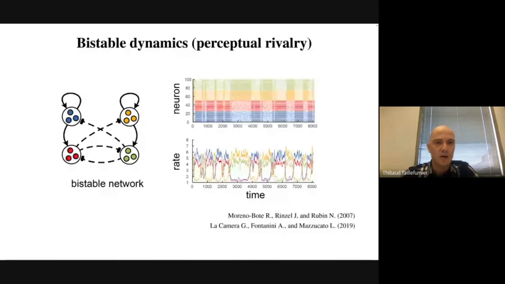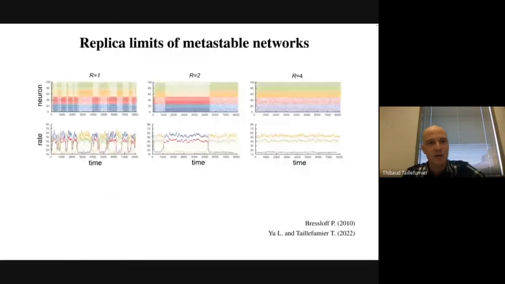So if we want to actually implement this program, we have to get an idea about what's happening for the replica mean field limit of the metastable network. And so the fastest way to get a picture of what's happening is to actually perform a simulation.